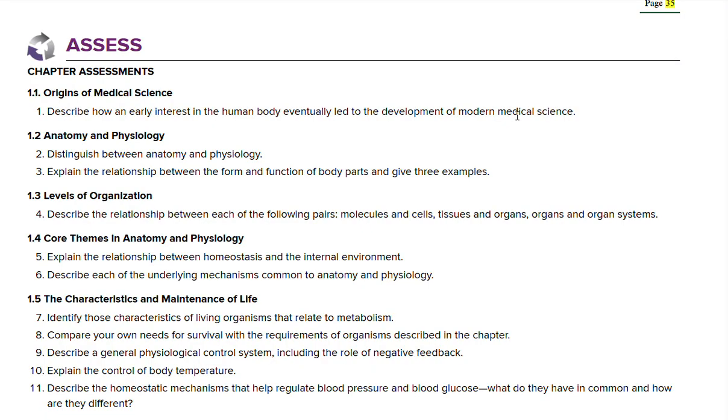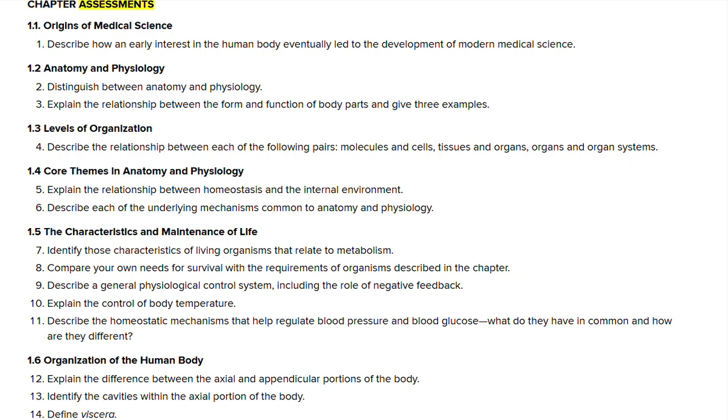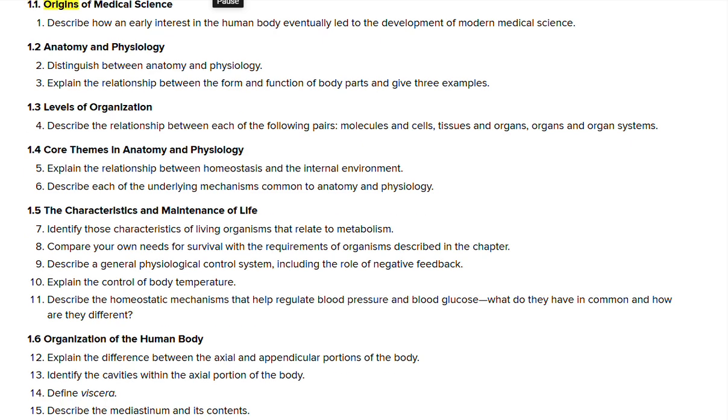Page 35. Assess. Chapter assessments. 1.1 Origins of medical science.